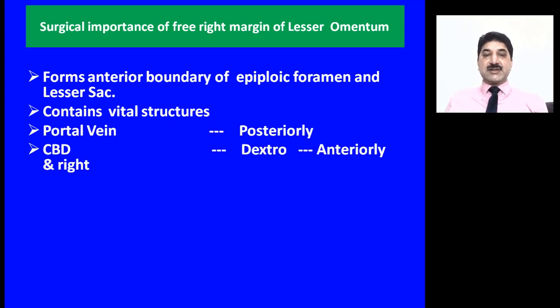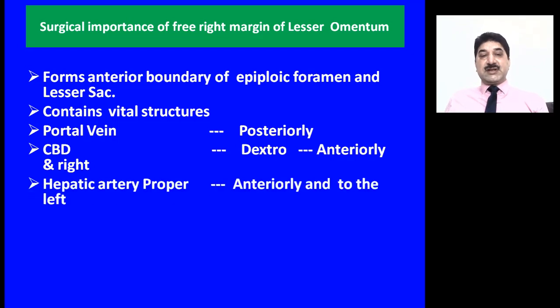It contains vital structures. The arrangement of these structures in the free margin of the lesser omentum can be remembered like this. Portal vein: P stands for posterior, P also stands for portal. So portal vein lies posteriorly. Common bile duct: D stands for dextro, D also stands for duct. So duct lies on the right side and anteriorly.